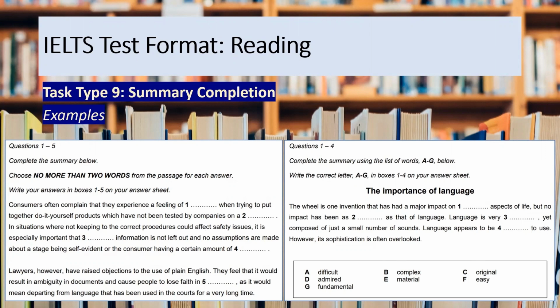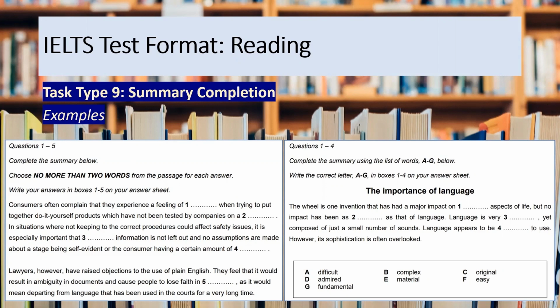Can you read it? The one on the left. Question 1 to 5. Complete the summary below. Choose no more than 2 words from the passage for each answer. Write your answer in boxes 1 to 5 on your answer sheet. Consumers often complain that they experience a feeling of dash when trying to put together do-it-yourself products which have not been tested by companies on a dash.